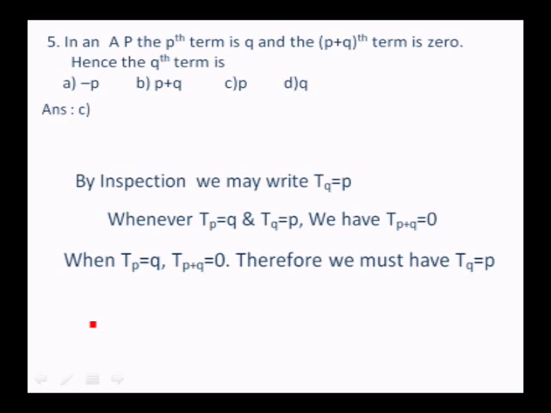But here he has given T_p is equal to q and T_(p plus q) is equal to 0. Therefore, we must straight away write T_q is equal to p. So, the answer is C. Artha aita makle?